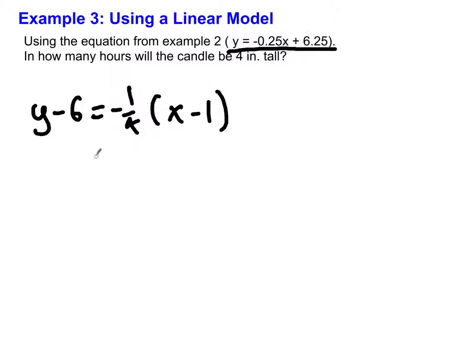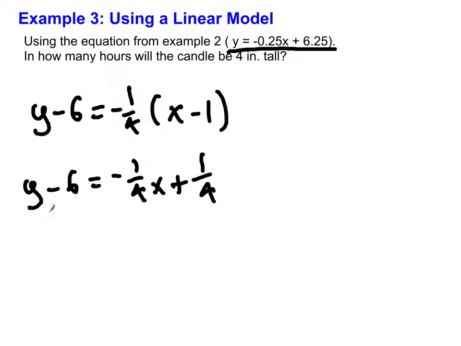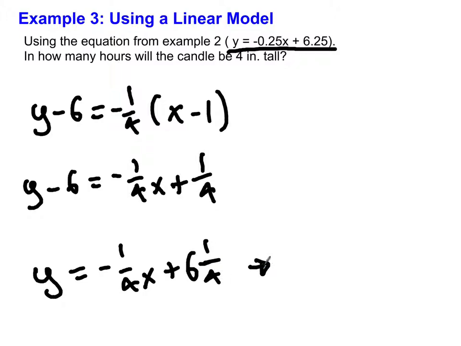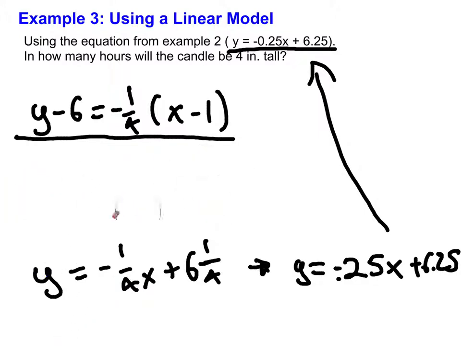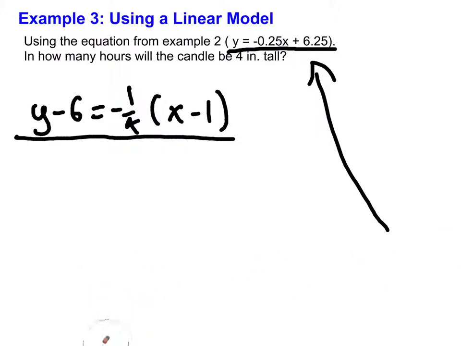And I'll go ahead and solve this for y and show you that these are the same equations. If you distribute the negative 1/4, you get negative 1/4 x. Negative 1/4 times negative 1 is a positive 1/4. Now if we add 6 to both sides, we get y equals negative 1/4 x plus 6 1/4. And if I wrote that as decimals, that would be negative 0.25 x plus 6.25. And that's what this equation is. You don't actually need to write it in this form. I'm going to use this form to solve the problem, but I was just showing you that those are in fact the same equation, just rewritten.